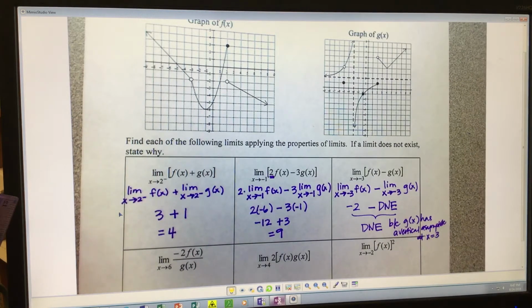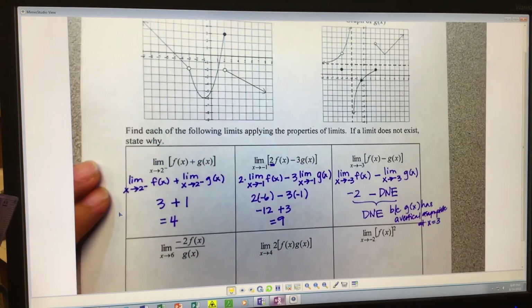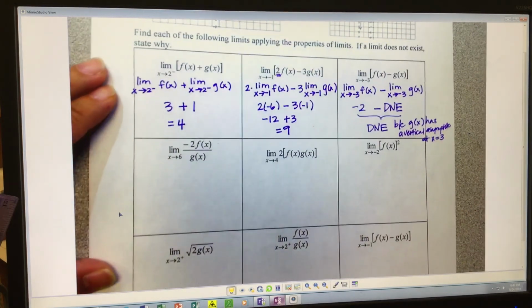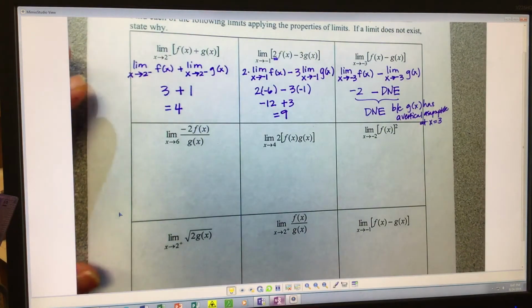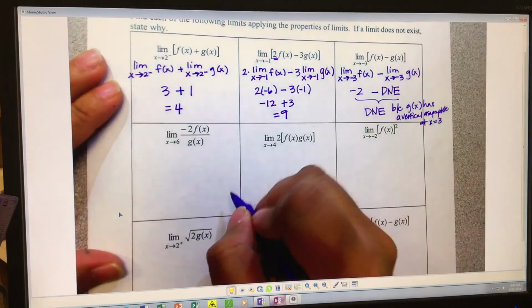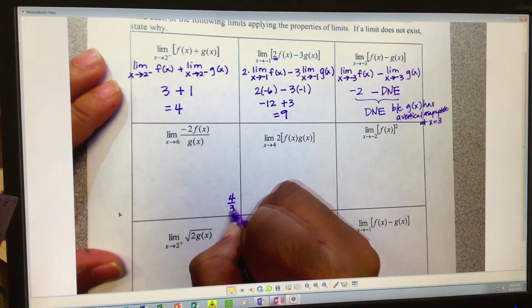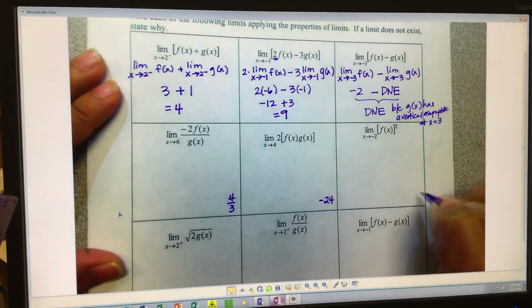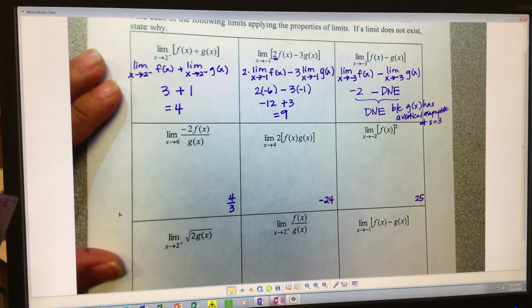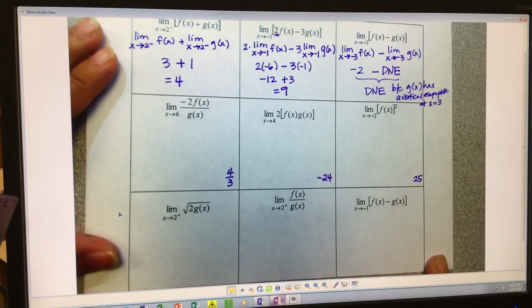Go ahead and do the rest. Press pause at this time, and then go ahead. I'll put up the answers once we are done here. All right. Now I'm not going to do all the work here, but I am going to write the answers of the limits in these corners here, so that you can check your work.